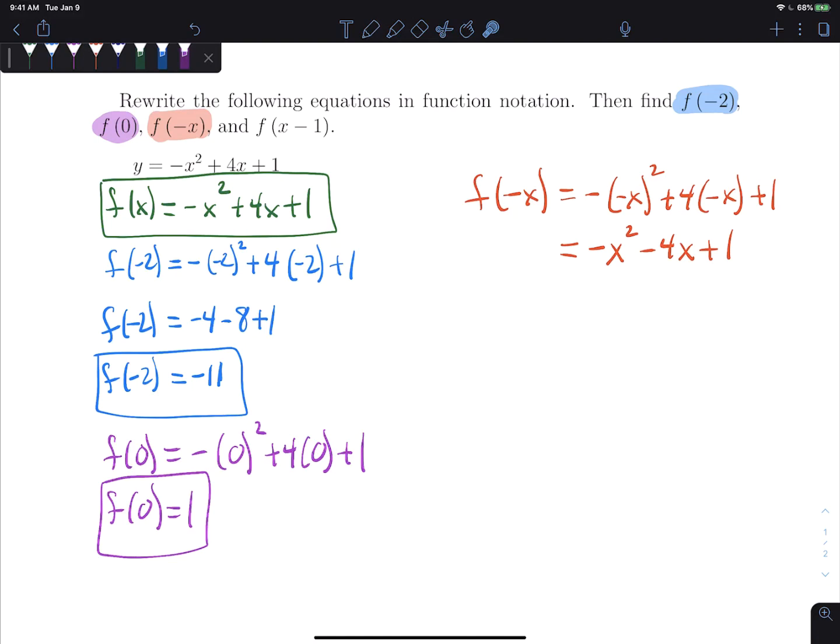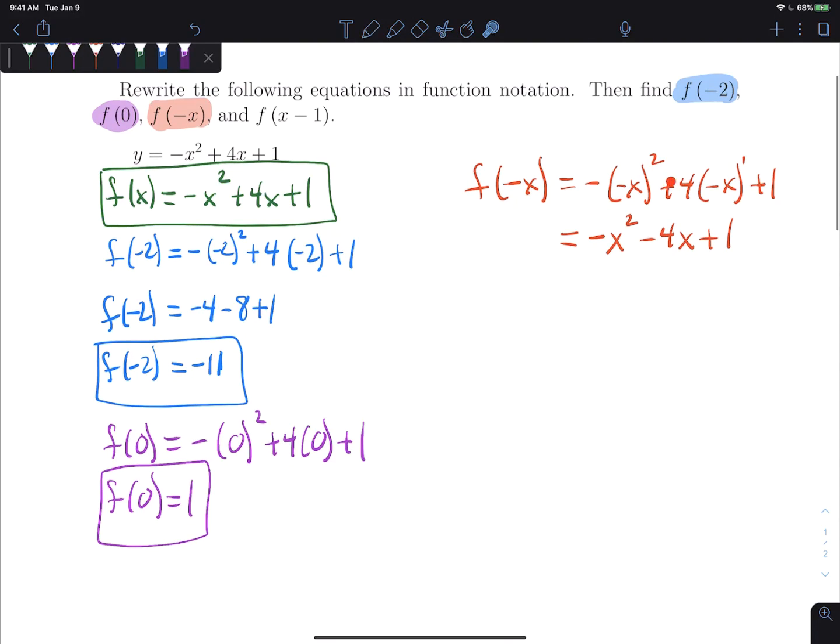Awesome. So one way to ask yourself, how do you know if you have a negative x in here if it changes signs out front like this? If it's an even exponent, you keep the original sign. If it's an odd exponent, which is to the first power here, then you change the original sign. So keep, change. And then this is x to the 0 power, so you keep it. So f of negative x is equal to negative x squared minus 4x plus 1. Awesome.